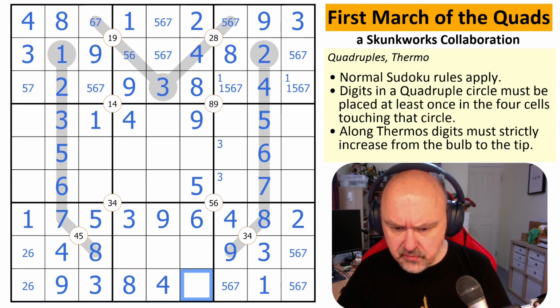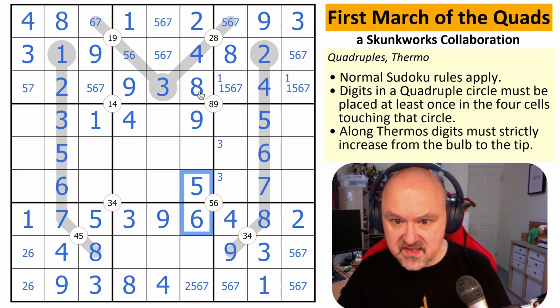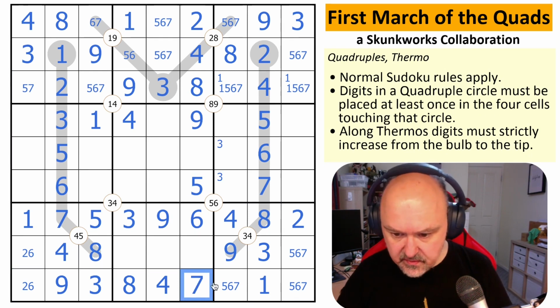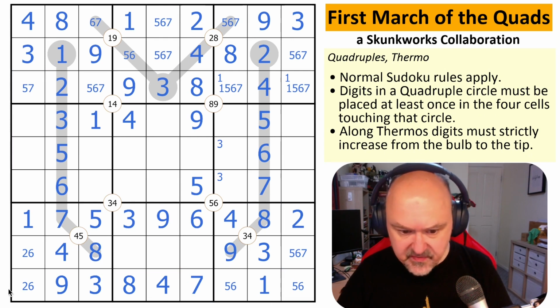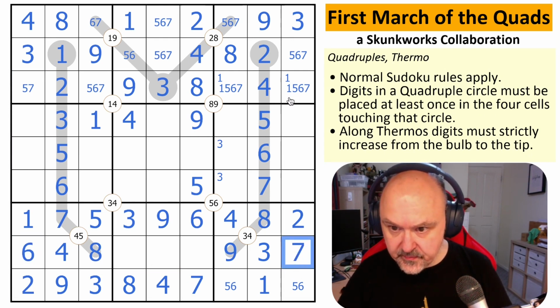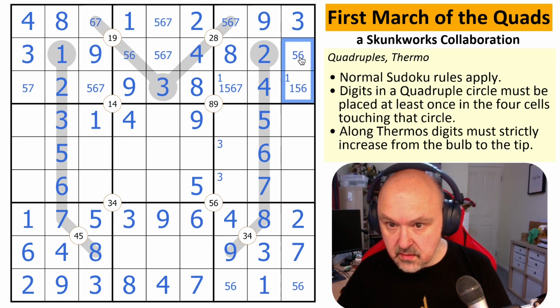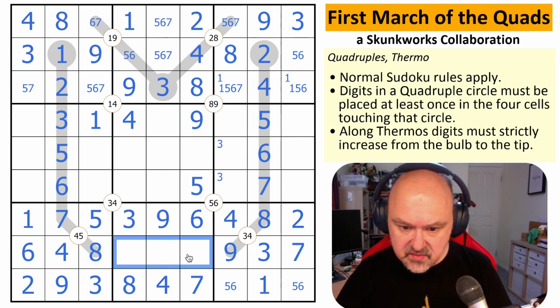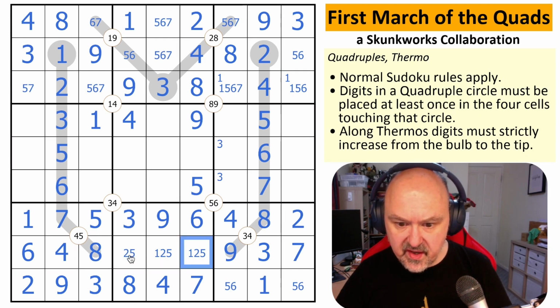So this is from 2, 5, 6, and 7. And it sees 5, 6, and 2. This is a 7. So this is not 7. These are 5, 6. This is 2 and 6. This is a 7. There is no 7 up here. This is 1, 2, and 5. There is no 1 there. This is the 1.